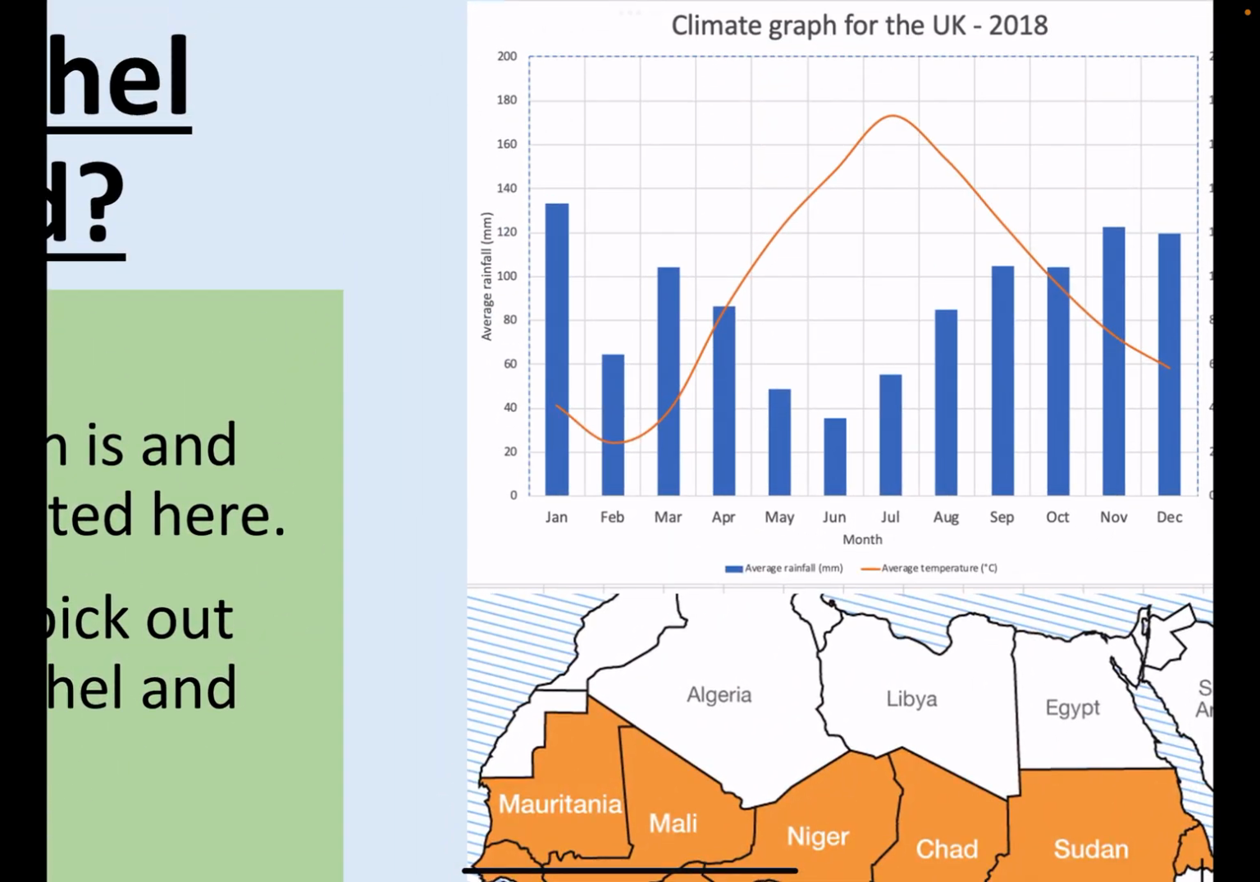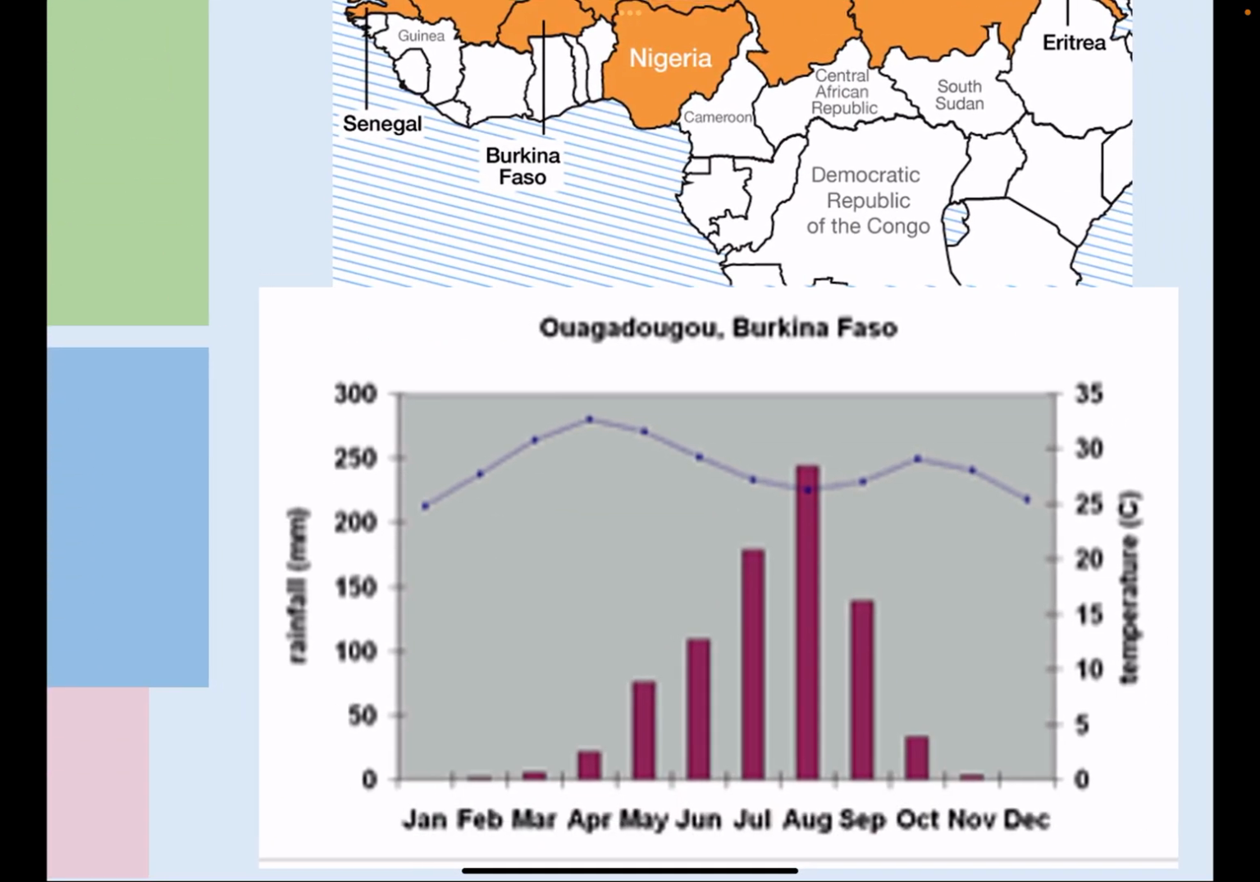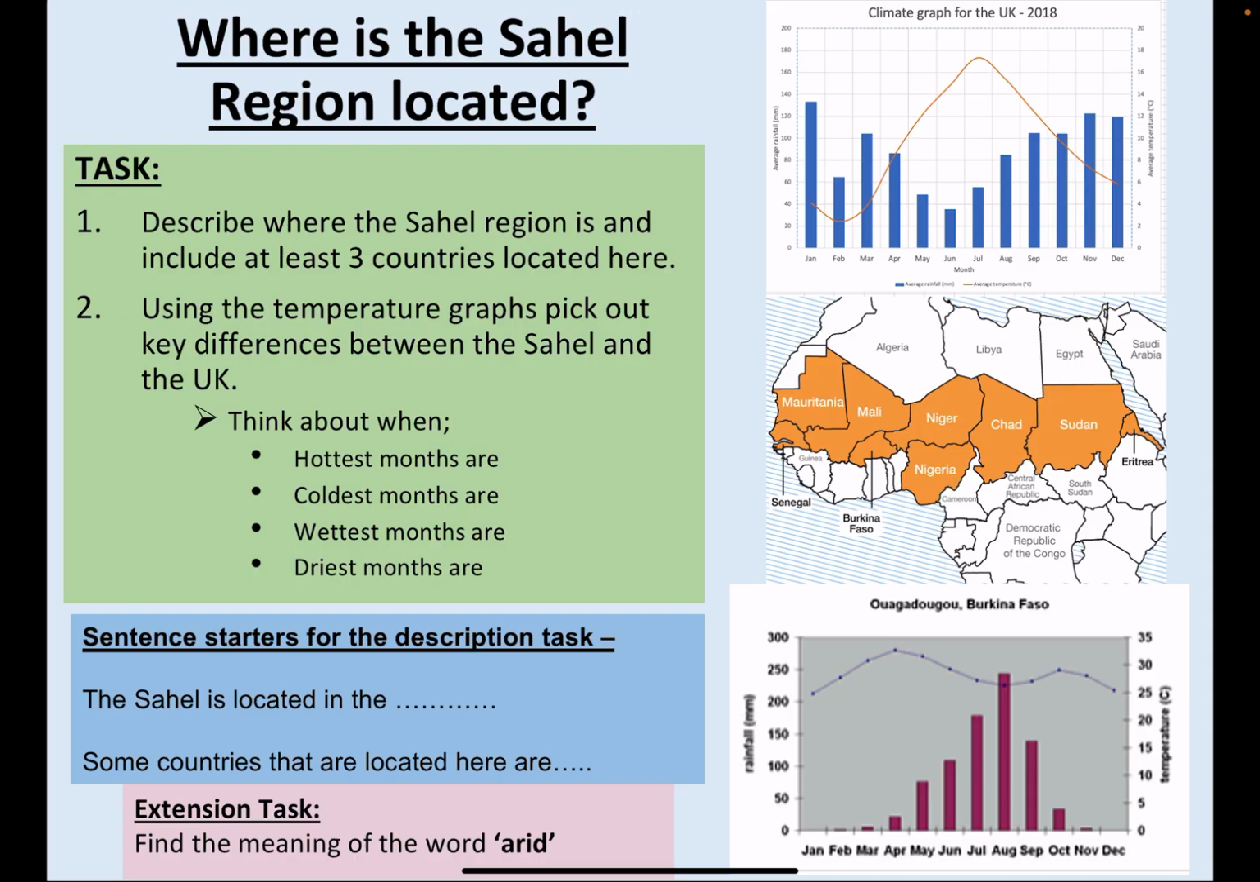Wettest months in the UK, we've got quite a lot of rainfall: January, November, December. In the Sahel region, you have no rainfall whatsoever in January, no rainfall in December, almost nothing in Feb, March, and November either. The month with the highest rainfall is August for the Sahel region. Driest months I've just said in that answer as well.